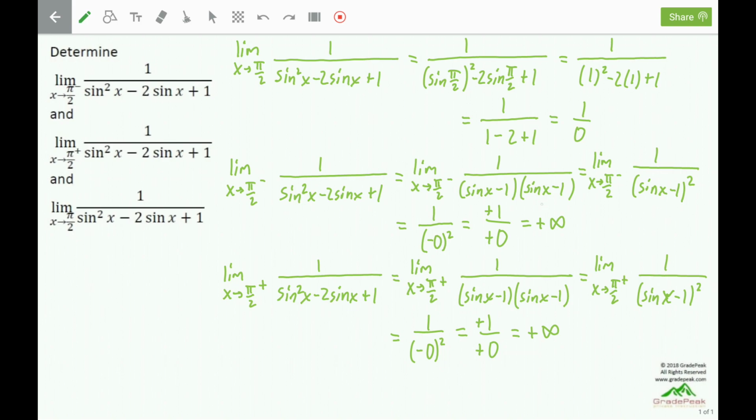The two-sided limit depends on the results of the one-sided limits. They match each other here. The two-sided limit back up here will also be positive infinity. And there are the results of the three different limits.